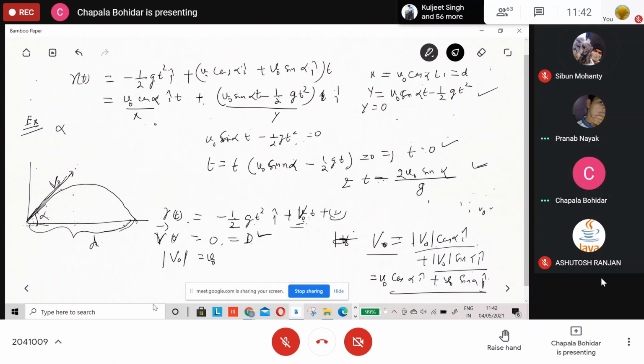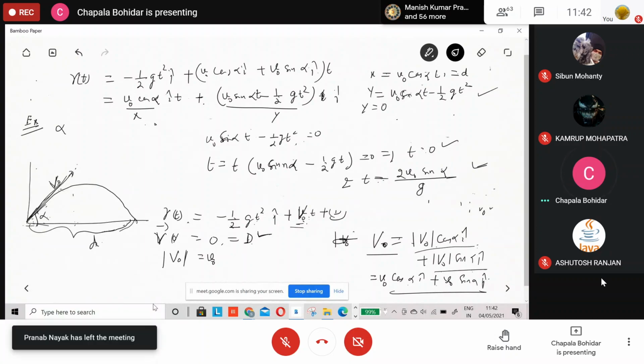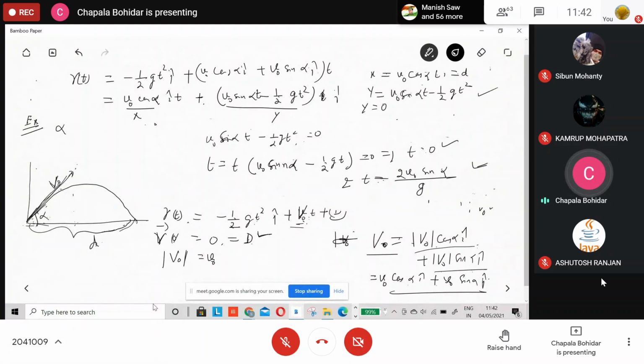Yes, ma'am. Achha. When you put the value t is equal to 0, what am I getting here? When you put t is equal to 0, you cannot consider distance x. So by putting the value t is equal to 2 v0 sine alpha by g, I can write the distance d. You cannot put t is equal to 0. At t is equal to 0, we have no distance.